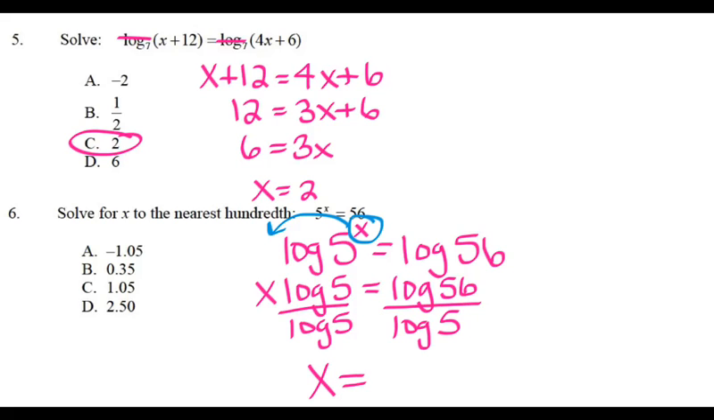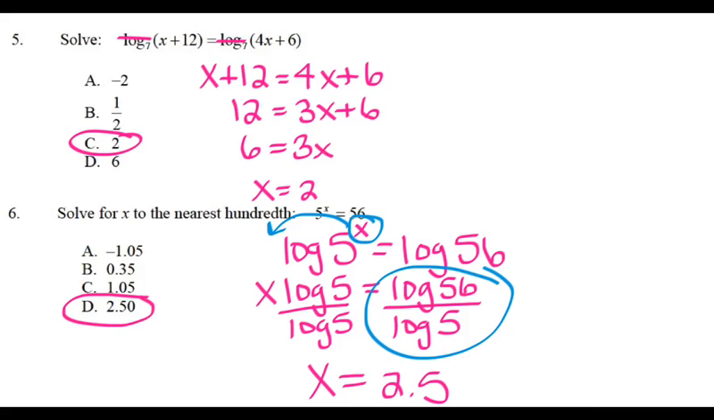So I get x equals, and this I'm just going to type into the calculator. So I have log, going to type in the 56. Make sure you actually close out that parenthesis in the calculator before you divide by log of 5. Otherwise your answer is going to be all sorts of messed up. And that gives us 2.5. So your correct answer for this is D.